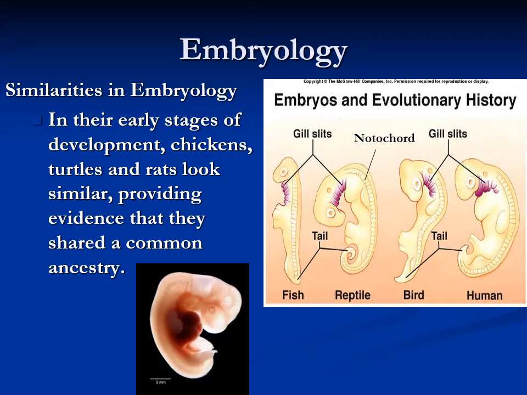So when we look at, here's a fish, a reptile, a bird, and a human. Early on in development, they look very similar. And if you look at some things, they all have what's called a notochord. So notochords are what would turn into our spinal cord that runs down our back. And so all of them have a notochord. They also all have a tail.